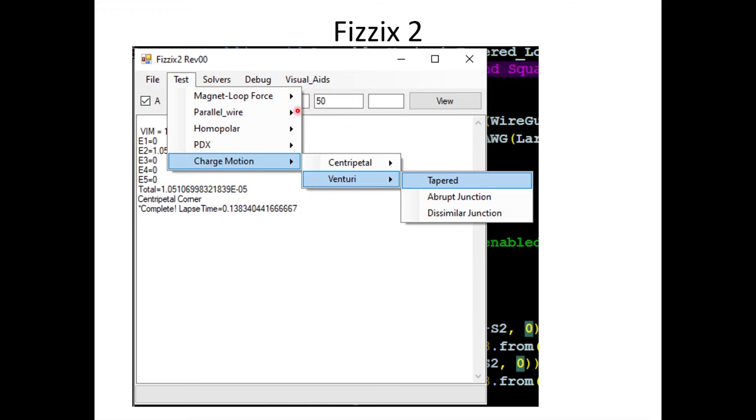In the Physics 2 software, to look at the charge motion experiments, it's under Test Charge Motion. There's a section for Centripetal. For the experiments we showed in the last video, in this video we're going to show 3 different simulations: one for a tapered Venturi effect, an abrupt junction Venturi effect, and a dissimilar metal Venturi effect.